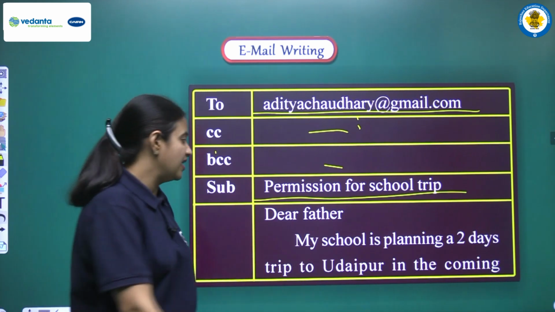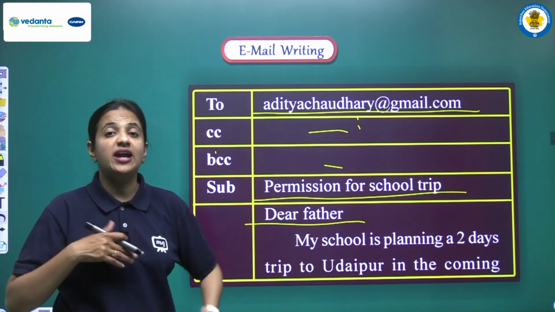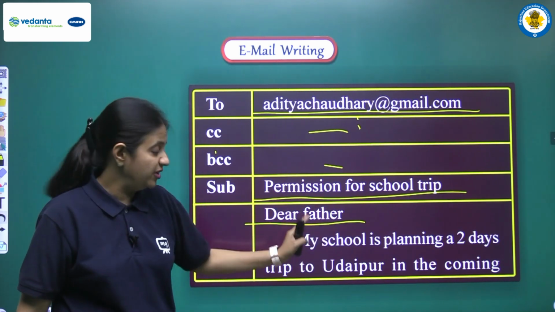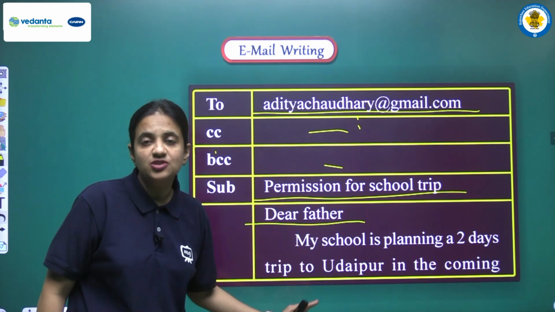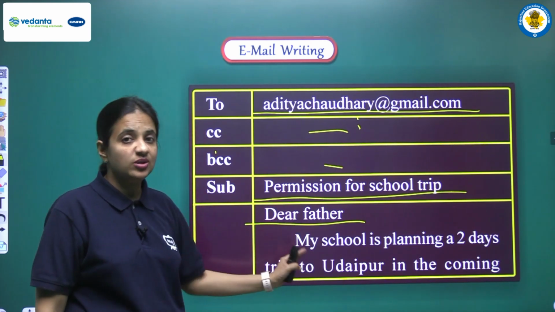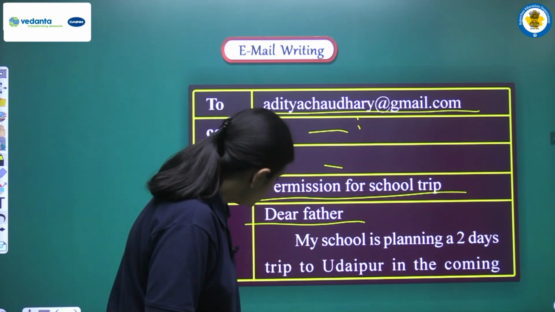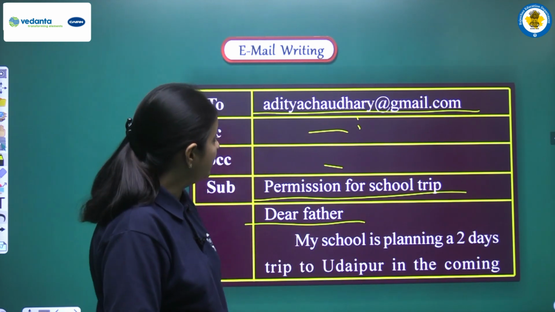So first of all we are writing Dear Father. So we have to address our father. So here we are writing Dear Father. Now without making unnecessary sentences we have to come to the point directly. So let's see how we can write. My school is planning a 2-day trip to Udaipur in the coming month.